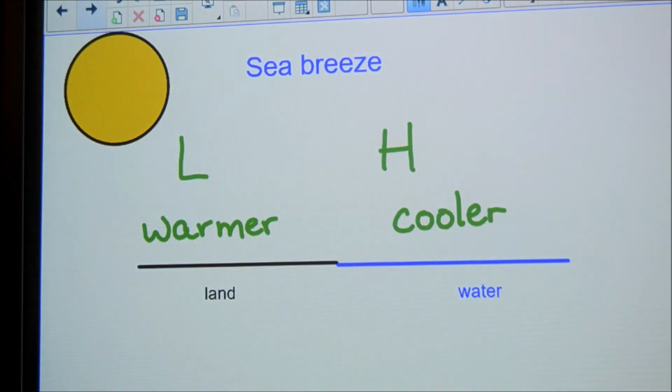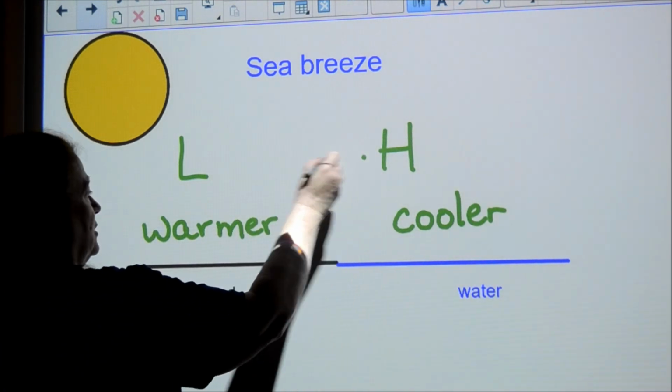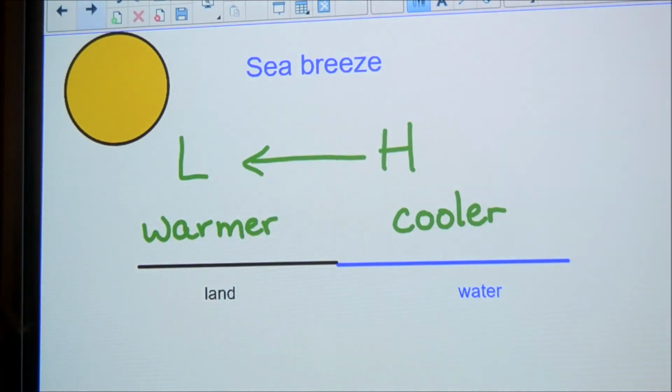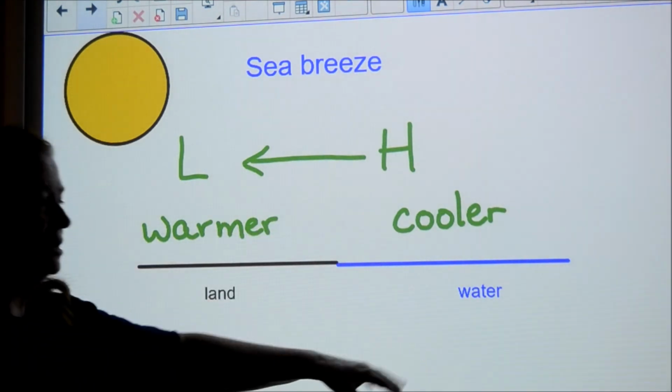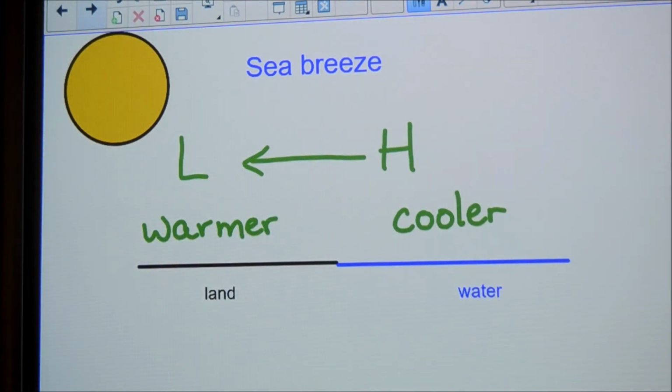So also just noted, winds blow from high pressure to low pressure. So my wind is going to blow from the water towards the land during the day. That's what a sea breeze is. All right? The water is cooler during the day, because it has a higher specific heat and takes longer to heat up. So it's got a higher pressure. So that's a sea breeze.